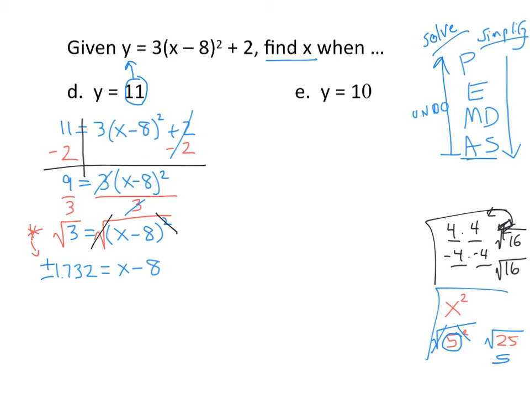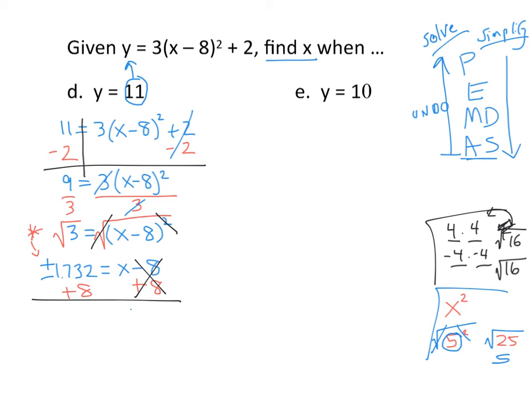Now, how do we continue solving this? Well, last but not least, we have to deal with our parentheses. This used to be in parentheses, so now we're going to add or subtract to get rid of that at the end. So we're going to add 8. Now look what this does here. We need to do positive or negative 1.732 plus 8. Over here, these are going to cancel. We're going to have x left.